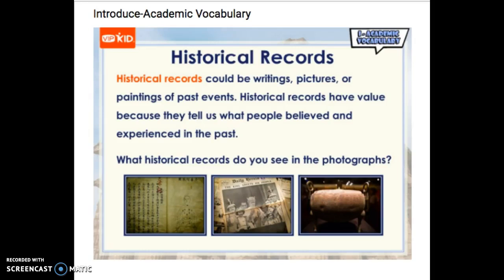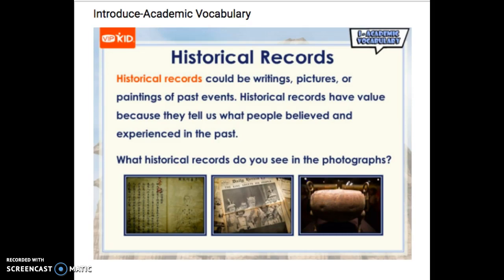When teaching the academic vocabulary historical records, the first thing I would do would be provide a description, explanation, or example of this new term. I would read the definition, and then I would draw an example. For example, I might draw a painting of a famous war that might have occurred, so the students can see an example of a different kind of historical record.